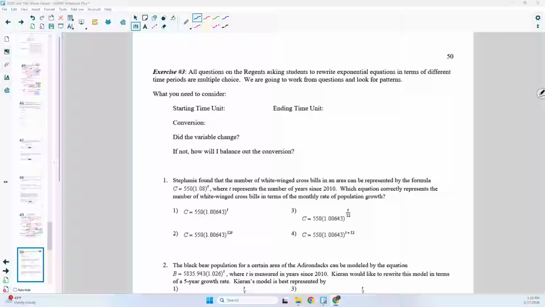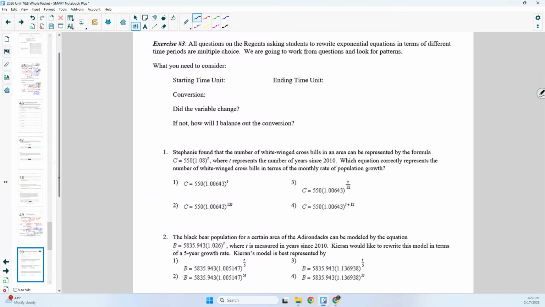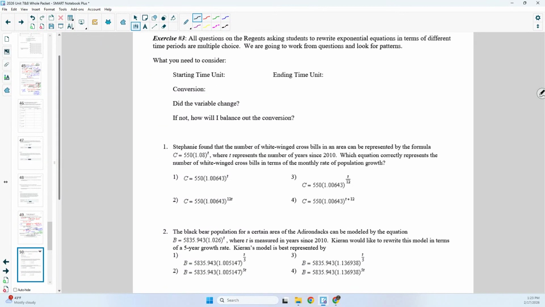So we're going to look at typical Regents questions that are connected to this. And I made this little chart of things you need to think about. It says all questions on Regents asking students to rewrite exponential equations in terms of different time periods are multiple choice. You're going to work from questions and look for patterns. So I have a little "what to look for" thing here, and we're going to use it for the first question. So these are all directly from the Regents exam.